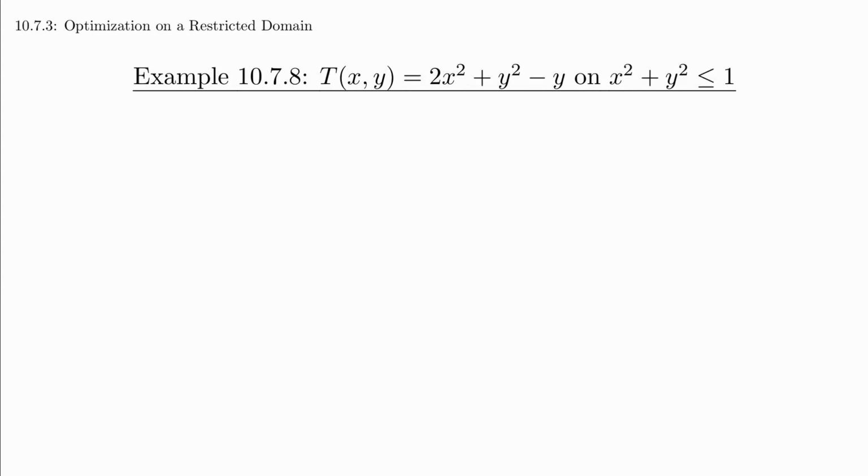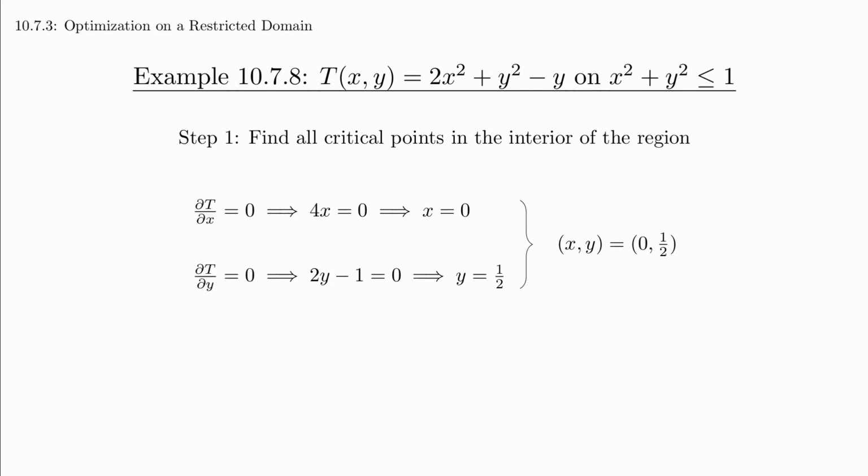We want to find the extreme values of the function T(x,y) = 2x² + y² − y, bounded by the equation x² + y² ≤ 1. Notice that the domain is a circle of radius 1 and its interior. The first step is to find the critical points of the interior. Setting the first derivatives equal to 0, we end up with the point (0, 1/2). Since this point is in the interior of the region, we need to include it. While we could use the second derivative test, it's not necessary since we're just going to evaluate and compare the values in step 3. That's a nice feature of finding extreme values on a closed and bounded region.